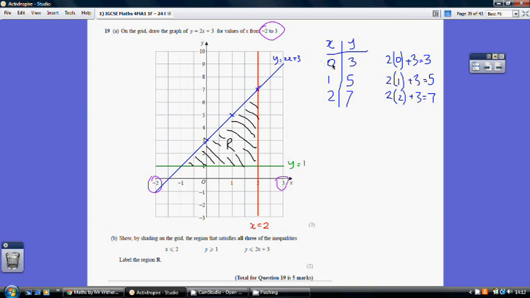So I'm going to start off with my 0 and put my 0 in here and see what y value I get.